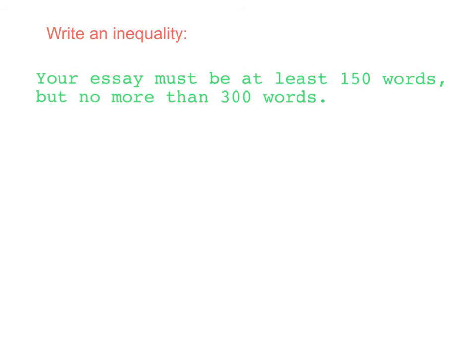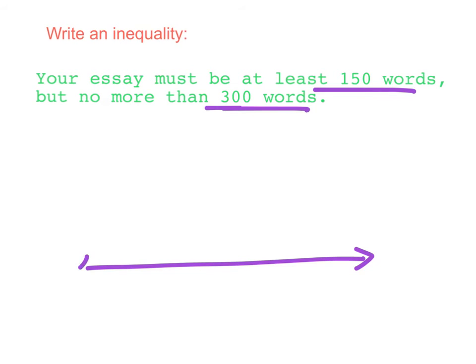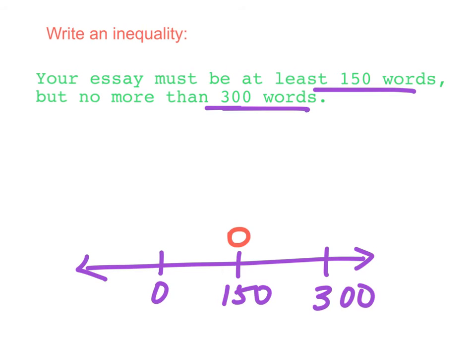Okay, I just want to quickly review a between inequality. It says your essay has to be at least 150 words, but no more than 300. So if I draw a graph out for that, I'll just put, here's 0, here's 150, here's 300. My essay has to be at least 150, so I'm going to put a dot at 150.